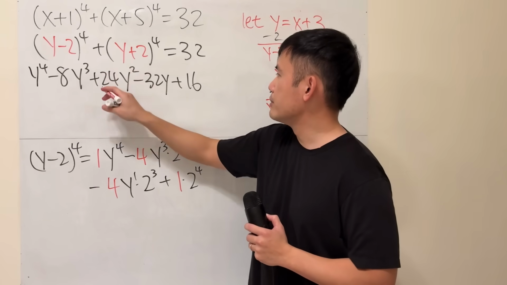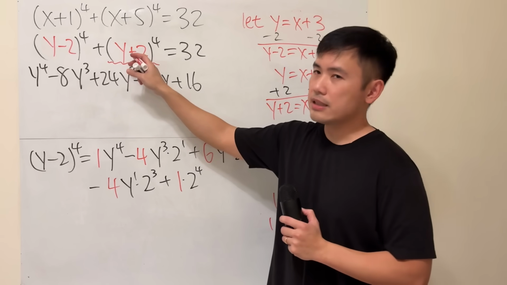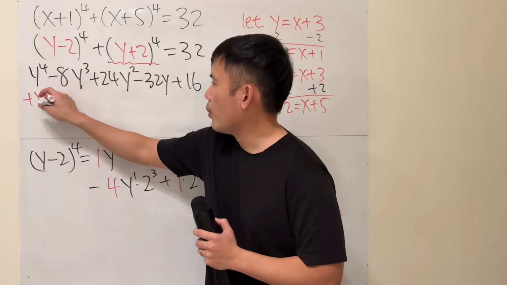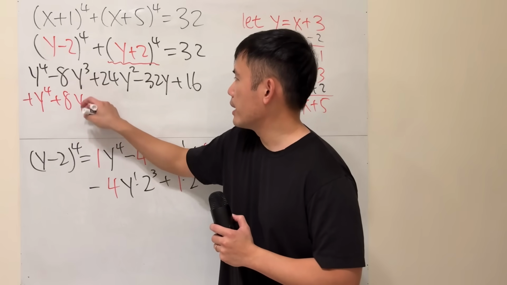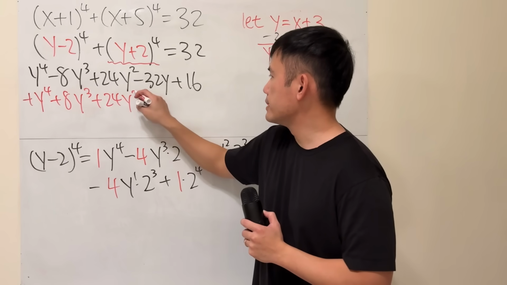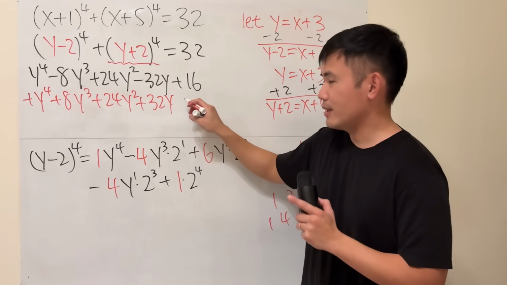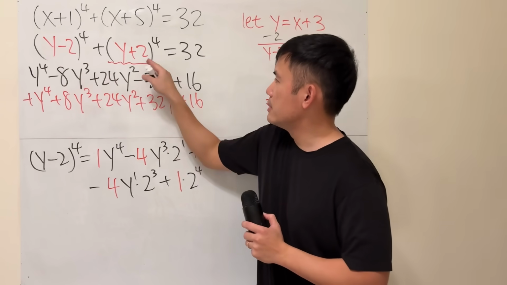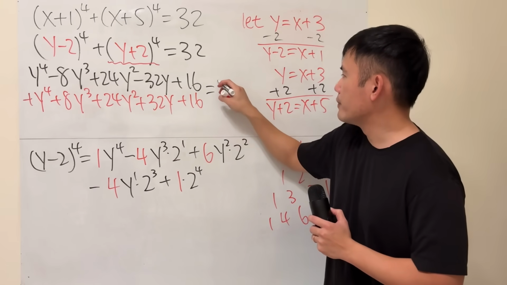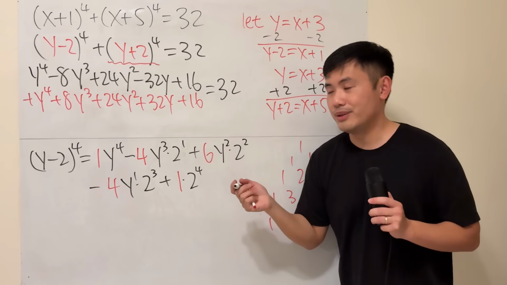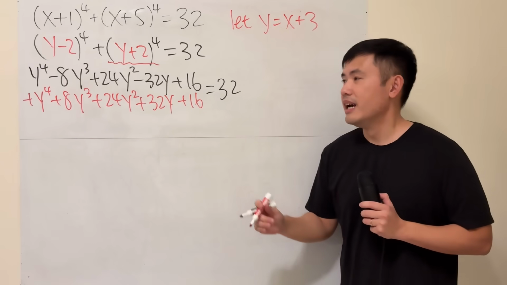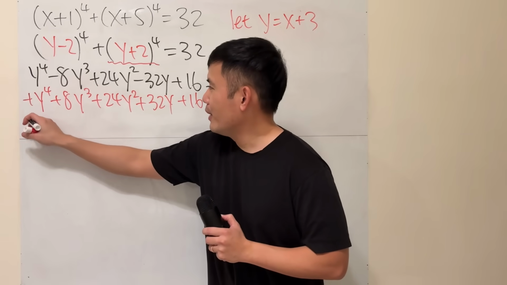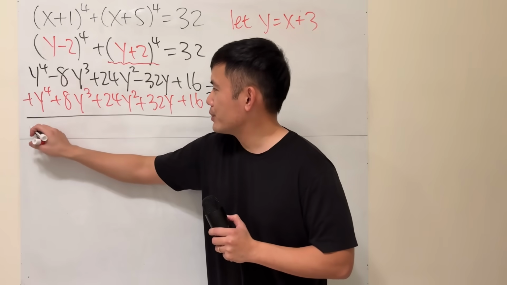And of course, we still have to do this right here. And since it's a plus, that means all the terms are plus and the numbers are the same. So I'm just going to add y to the 4 plus 8y cubed plus 24y squared plus 32y. I know you see it, right? And then plus 16. So this is that, and all of them together will be 32. Magic.